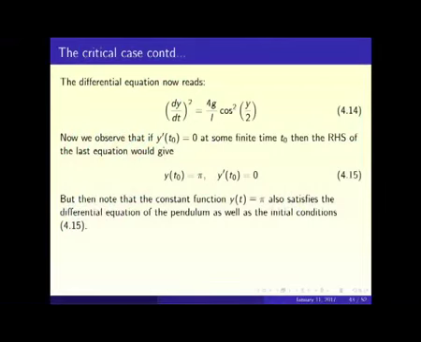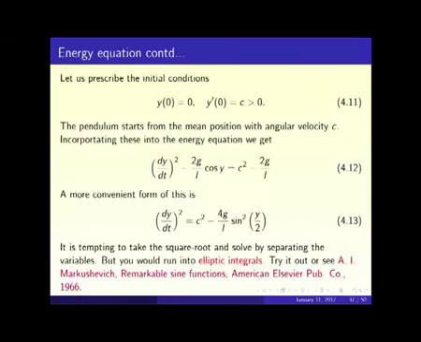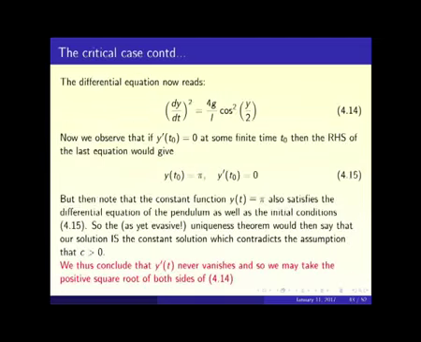So, remember c² equals 4g/L. Go back to equation 4.13. The 4g/L can be taken common, and we get 1 minus sin²(y/2), that is cos²(y/2). So, equation 4.13 greatly simplifies in the critical case. We get equation 4.14, (dy/dt)² equals (4g/L) cos²(y/2).